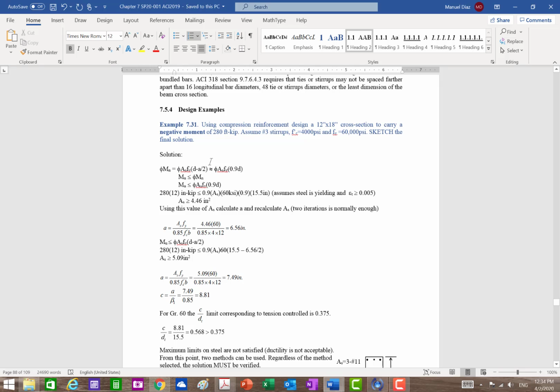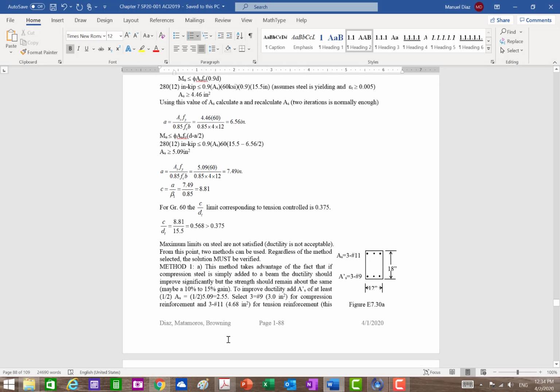And so we come in here, we find our tension steel like we normally do, right? So assume the 0.9d, get a value, then you can recalculate this, get a better answer. So I got my 509, check my a, check my c. I notice that this does not satisfy the limit for grade 60, right? And so ductility definitely didn't work, okay?